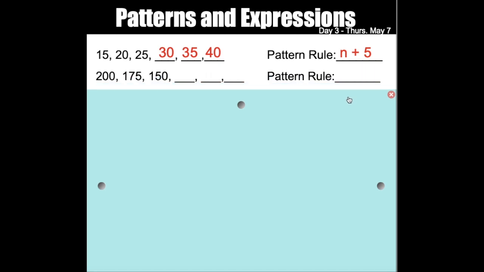The next pattern, 200, 175, 150. This pattern is getting smaller, so it is a decreasing pattern, and it appears to be going down by 25 each time, meaning the next numbers would be 125, 100. The next pattern rule would be a number minus 25. This variable, n, represents whatever I start at in the pattern. Doesn't matter what number it is. It could change, but I will take away 25.